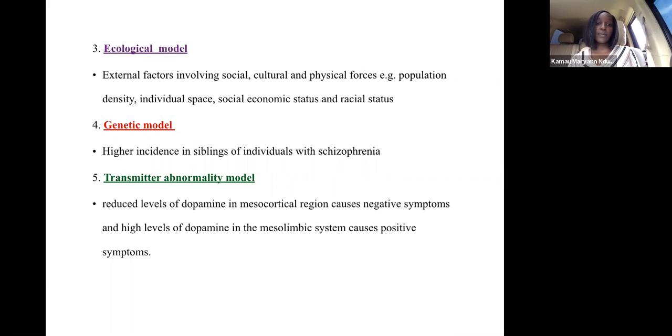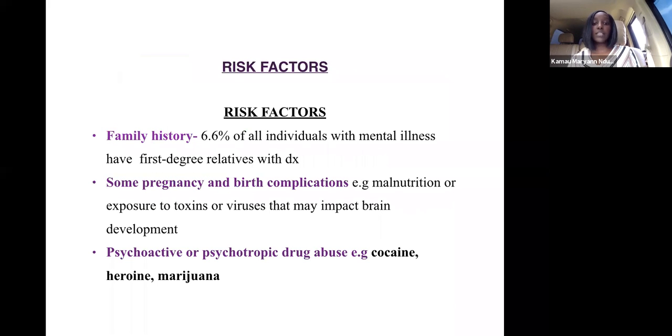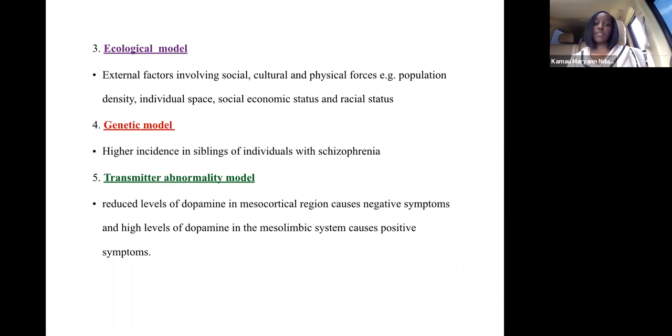The fourth one is the genetic model. Again, in the risk factors we saw that 6.6% of all individuals with mental illness have first-degree relatives with the disease. The fifth one is the transmitter abnormality model. Neurotransmitters, in simpler terms, are chemicals that are produced by cells to help them communicate. An example is dopamine. When you have reduced dopamine levels in a region of the brain we call the mesocortical region, you get negative symptoms that we will see later in the clinical presentation. And if you have high levels in another region we call the mesolimbic system, then you're going to have positive symptoms.